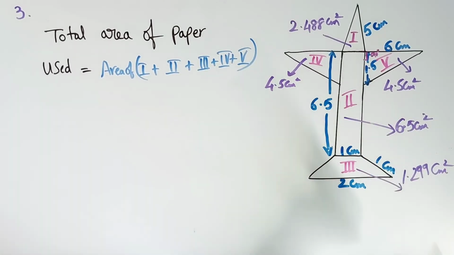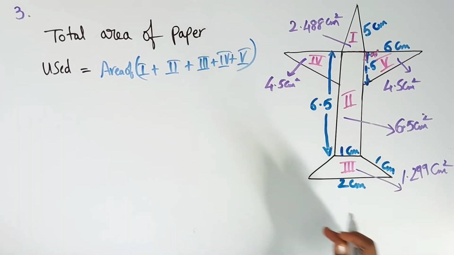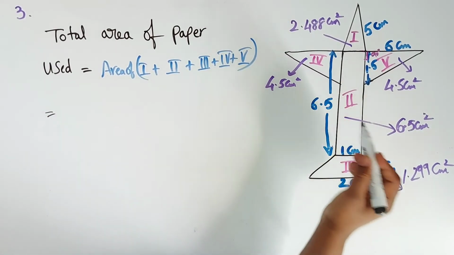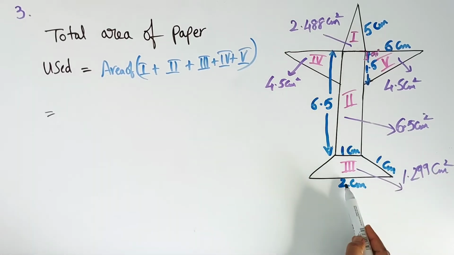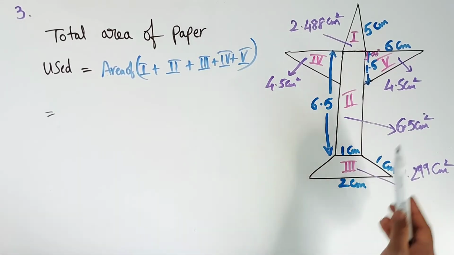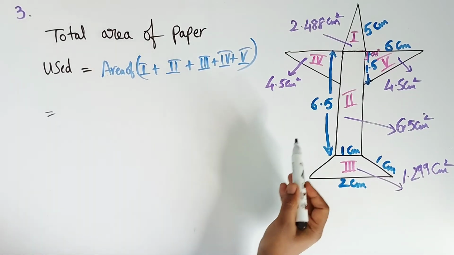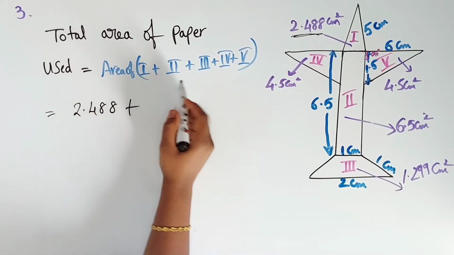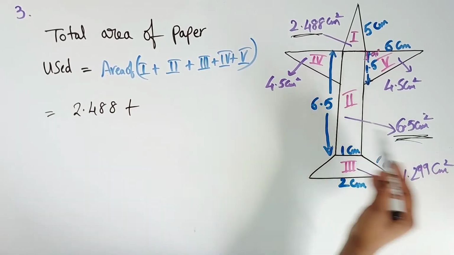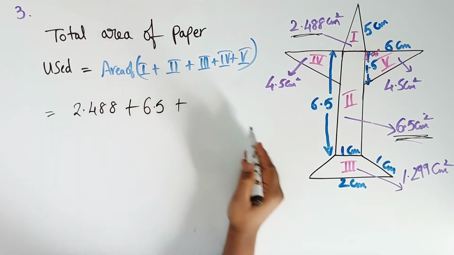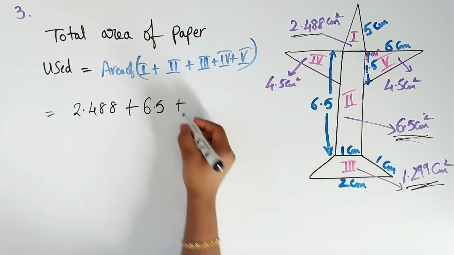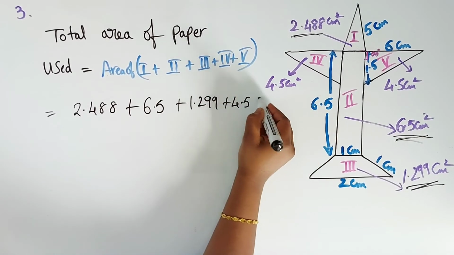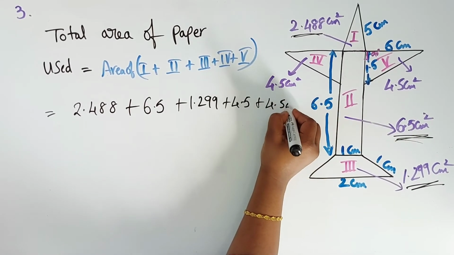Now we know all the shapes' area, children. We have to find out the total. That is total area of paper she used. Right, children? That equals area of first shape plus area of second shape plus area of third shape plus area of fourth shape and area of fifth shape. Right, children? What is the first one area? 2.488 centimeter square plus second one area, that equals 6.5 centimeter square, plus third one area, children, that is 1.299, plus fourth one 4.5 and fifth one also 4.5 centimeter square.